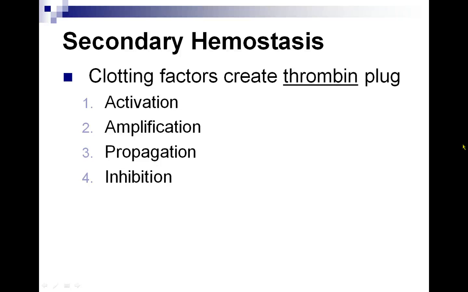So we've discussed primary hemostasis, which involves the platelets. Let's move on to a quick overview of secondary hemostasis, which really just means using clotting factors to create a thrombin plug. So if platelets are the main player in primary hemostasis, the thrombin plug is really the main player in secondary hemostasis. And once again, we have the steps of activation, amplification, and propagation, as well as an inhibitory component that keeps the system at balance.